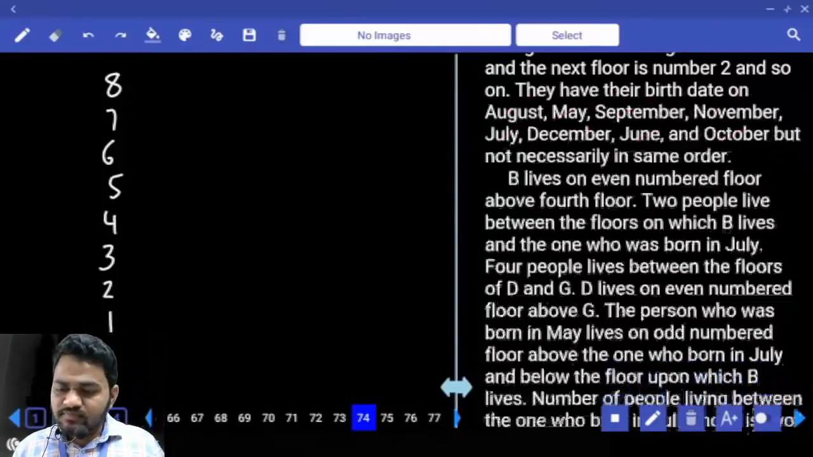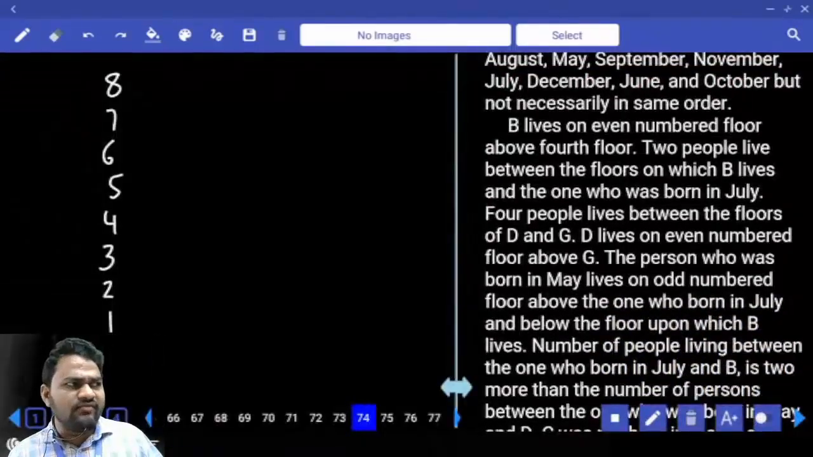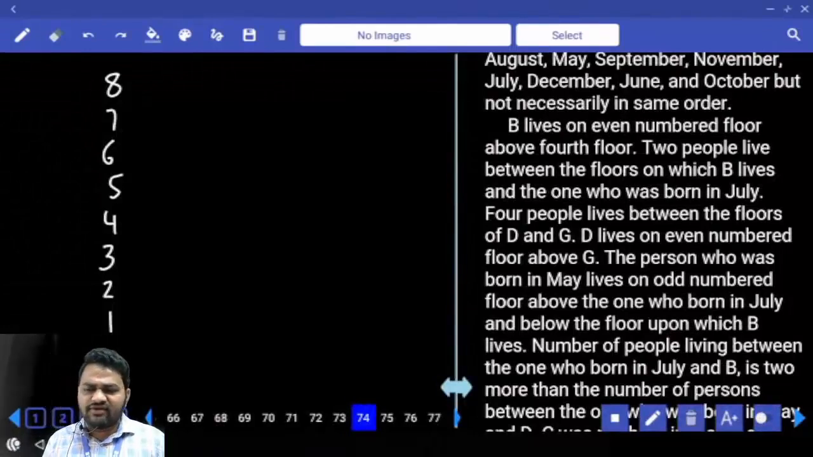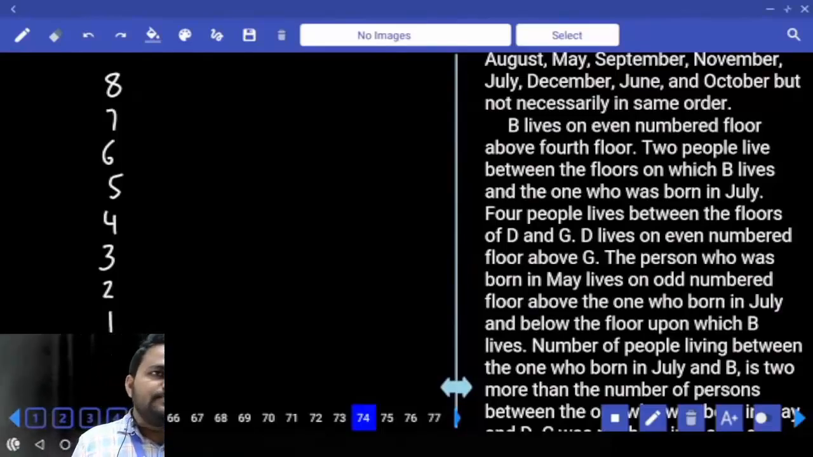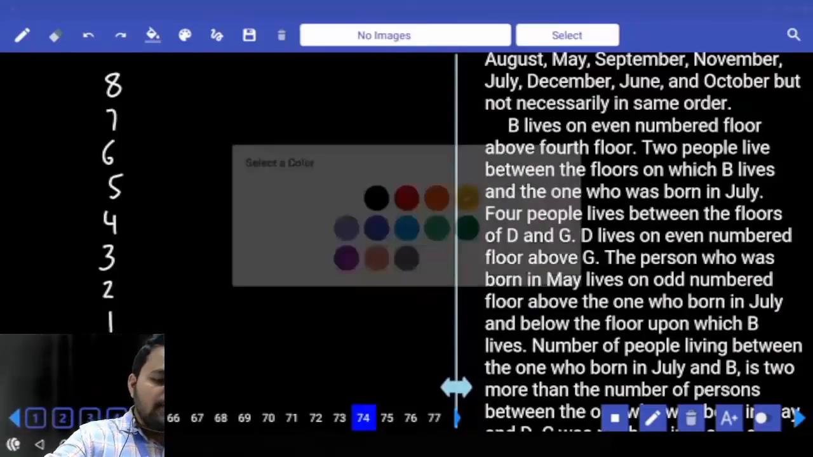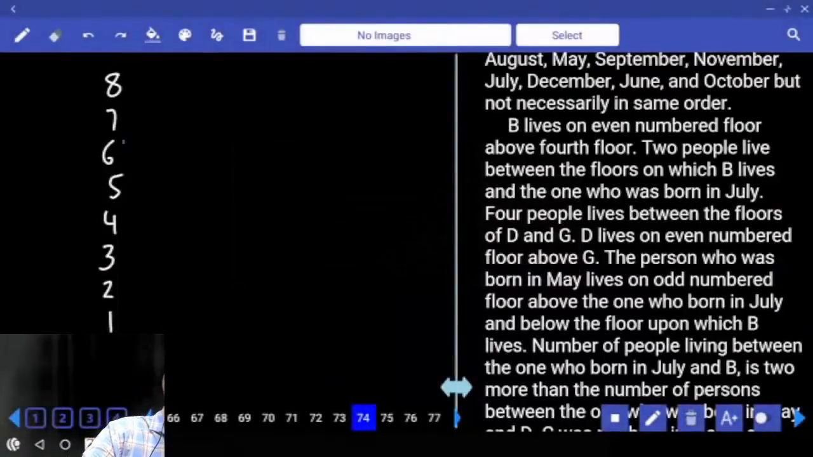Next, B lives on an even number floor above the 4th floor. Above the 4th floor we have 6 and 8. Maybe B is on the 6th floor, maybe B is on the 8th floor.